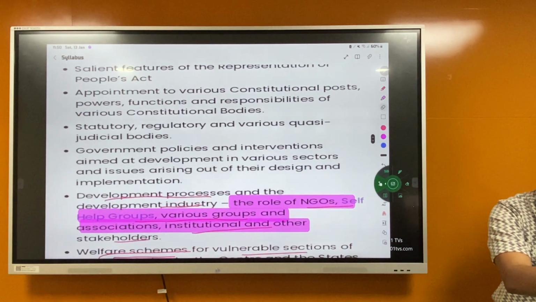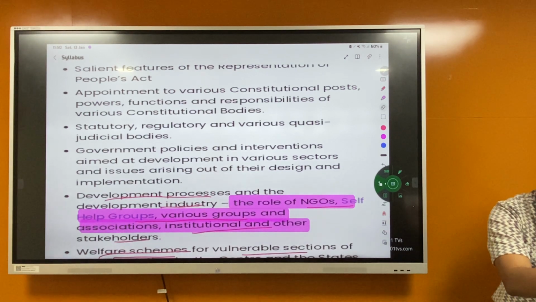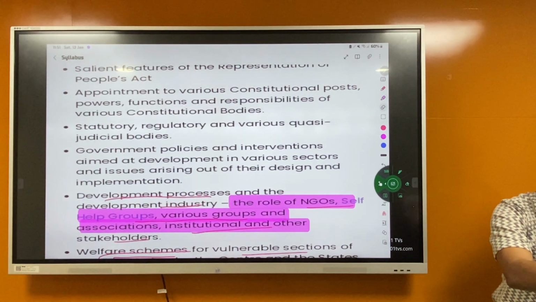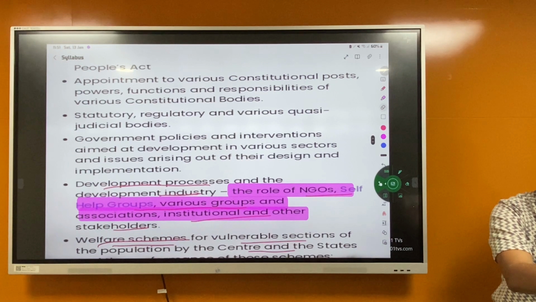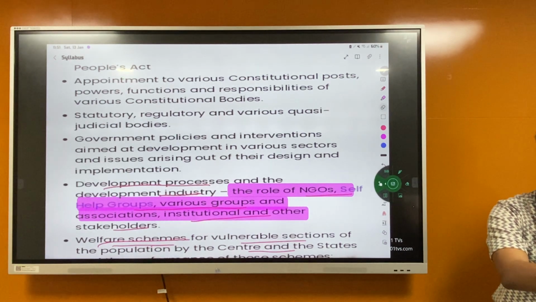Next, statutory, regulatory, and various quasi-judicial bodies. So, any example? Yesterday we read about something. Did we read about NIA yesterday? So it comes under statutory body. It was made through Act. So we'll read about it. What are statutory, regulatory, and various quasi-judicial? So the definition we'll read. We'll get to know. I'll tell you about it. For basic understanding, statutory means whatever is made through the Act, the Parliament makes it. That is called statutory.